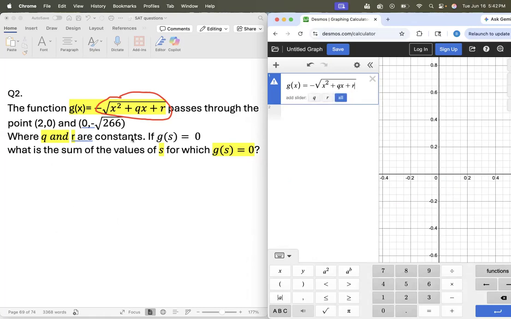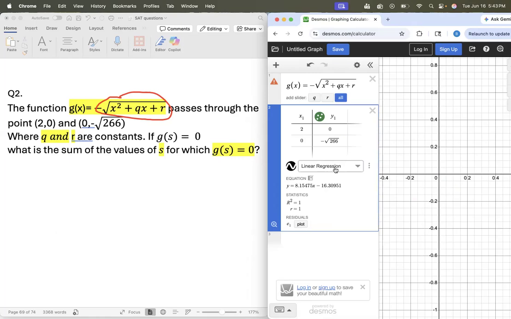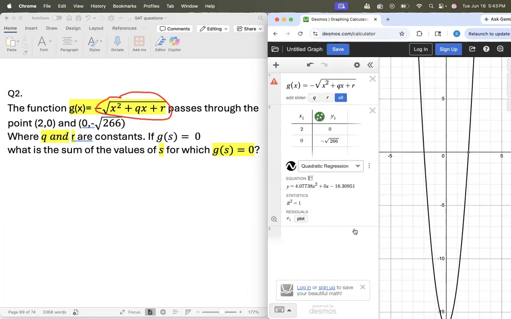Whenever they give you points in the question, plot them. That's your graph. And you can see these are the intercepts, (2, 0), (0, 2), and this function. These are the intercepts. Therefore, I'm going to put them in the equation. I have 2 is equal to 0. I have 0 is equal to negative square root of 266. And then I plot this, and I say, I know this is quadratic. I change it to quadratic form, right? And it plots it for me. This is the quadratic function.